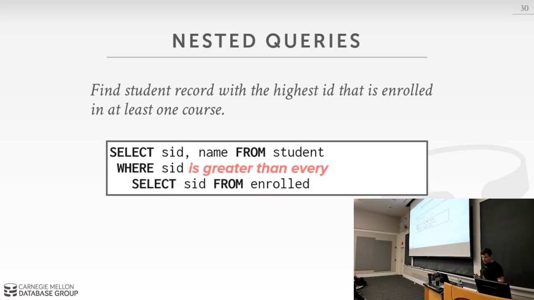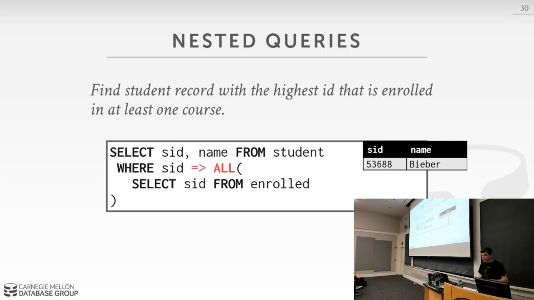So we know the inner query should be basically the student ID from the enroll table. We can be a bit more sophisticated, maybe put a distinct there, but it's all the same. But now we need to figure out how to match the student ID from the student table in our outer query with the student ID from the inner query. And for this, we can use greater than or equal to all. Right? It has to be greater than or equal to because we're going to make sure that we match ourselves, the student that does actually have the highest one.